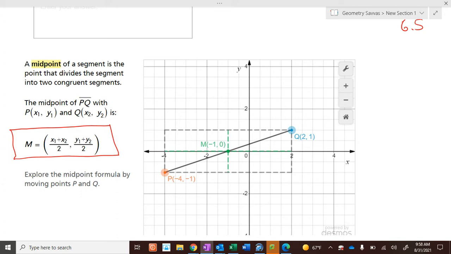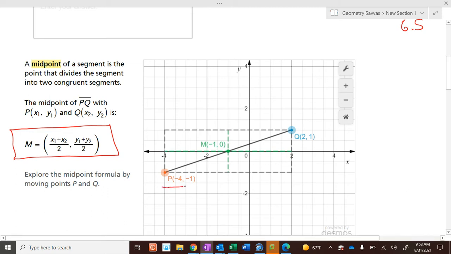You add up the two x values and divide by 2. And then you add up the two y values and divide by 2. And that's how you find the midpoint of a segment. You add up the two x values and divide by 2. And you add up the two y values and divide by 2.